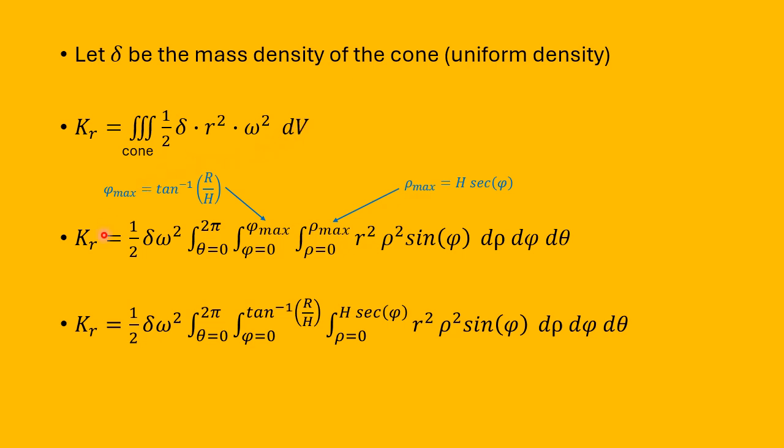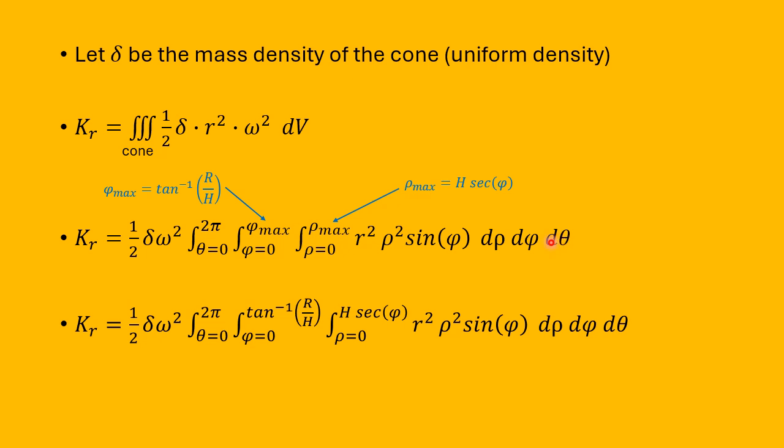Now, when we set up the triple integral as an iterated integral, we're going to let theta go from 0 to 2 pi. We're going to let phi go from 0 to the maximum value that phi can have, and we'll let rho go from 0 to the maximum value that rho can have. Then the integrand is r squared rho squared sine phi d rho d phi d theta.